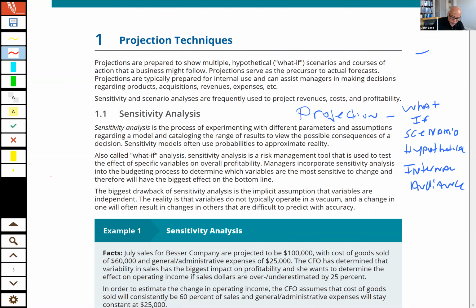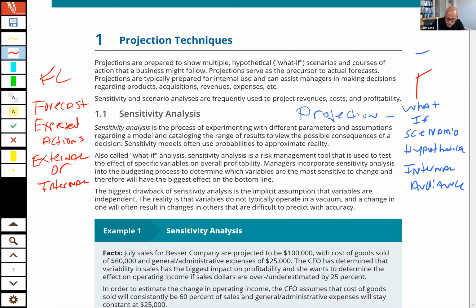Okay, now we want to contrast that a little bit with the forecast. The forecast is based on expected actions. And it is usually or can be used for external audiences or internal. Okay, so just flashcard and maybe contrast the difference between a projection and a forecast.